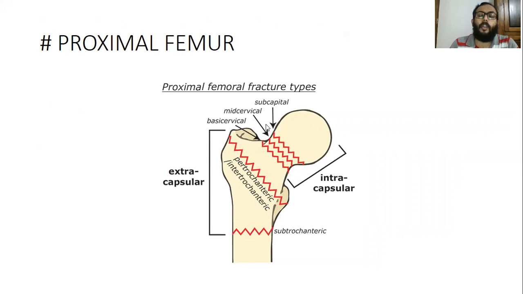This is the division of fractures of the proximal area of the femur. Among the intracapsular fractures, the subcapital fracture is the most common. This particular area of fracture causes avascular necrosis due to the lack of blood supply to this part following fracture.